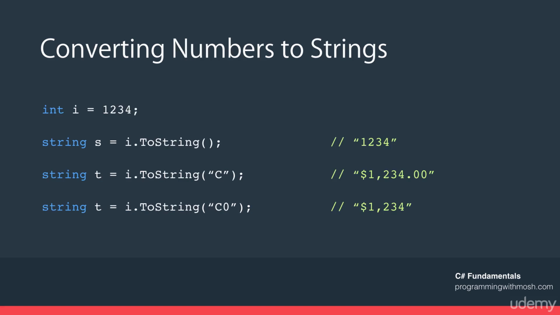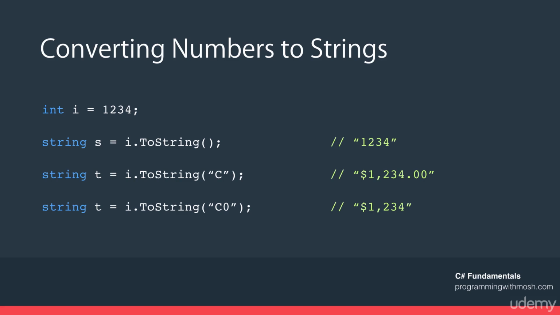And finally, if we have a number and we would like to convert it to a string, we can use the ToString method on that number. We can call this method without any arguments, which means you can get a string representation of that number. Or you can format that number using a format string.